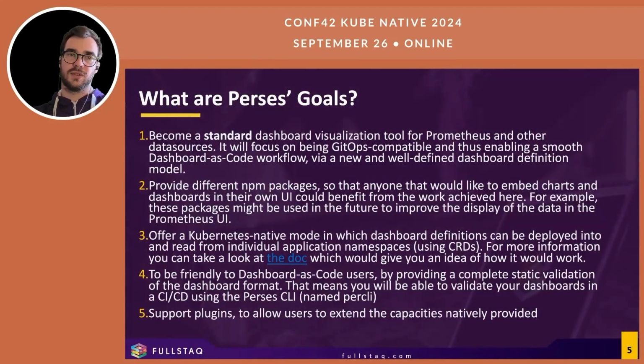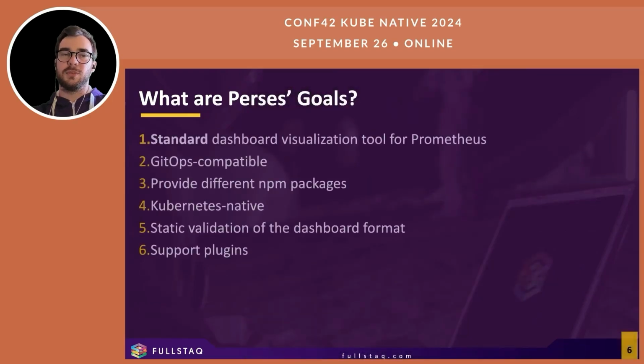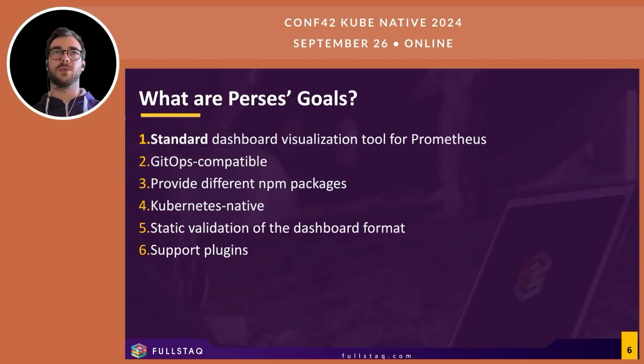And so these are Perses' goals. Let's summarize them a bit clearer. Also, from the get-go, I need to say these are goals. They are not achieved milestones. We'll get to that later. So they want to be the standard dashboard visualization tool for Prometheus. They want to be GitOps compatible, which is perfect because we all love GitOps, right?